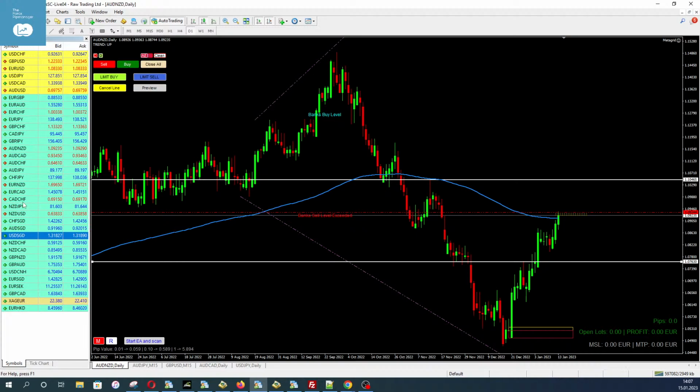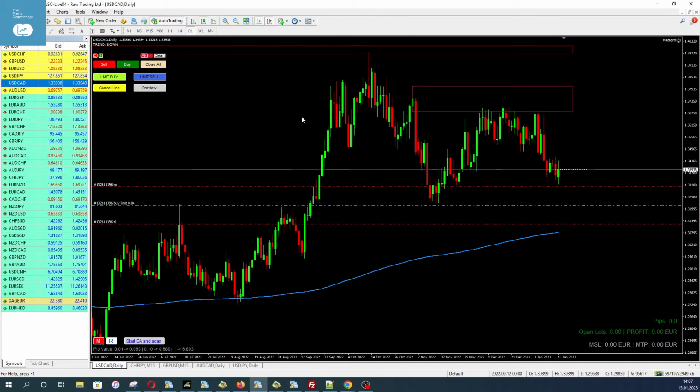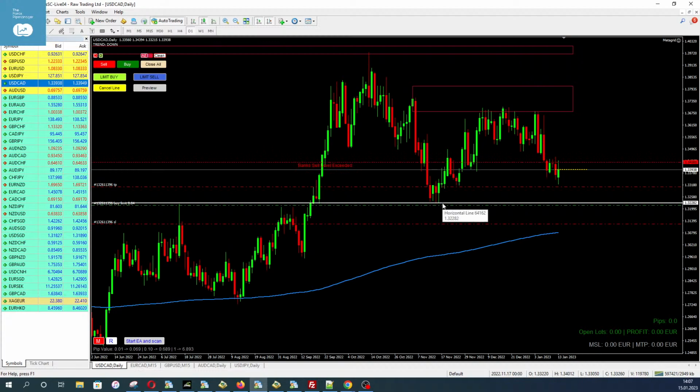It's the dollar CAD. And you can see I have a pending order on this pair, a little bit lower than the last support area. So the last support was here. And yeah, I hope that price comes down again to the support area. It's a really strong one.